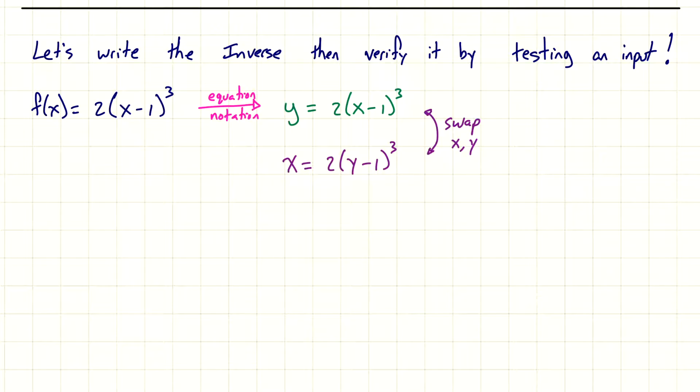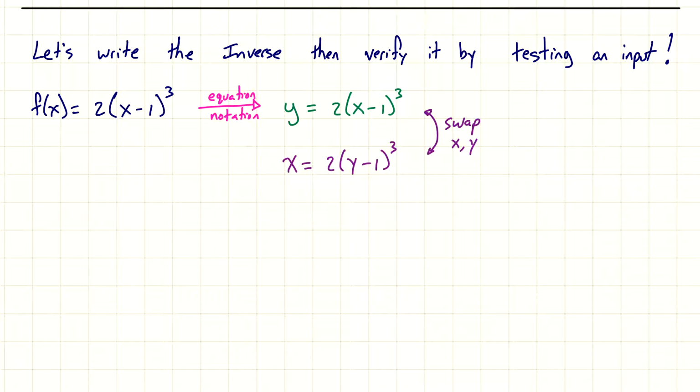The way we do that is by undoing all the operations that are being done. If we're looking at this y, an operation that's being done is there's a 1 being subtracted from it. There's this cube that's being applied to the y minus 1. And then after that, there's a 2 being multiplied. So there are 3 different operations occurring that we have to undo.